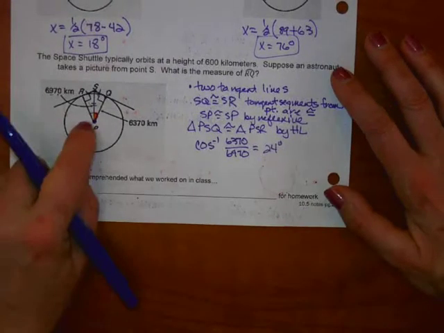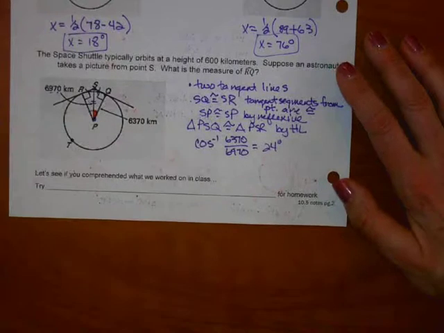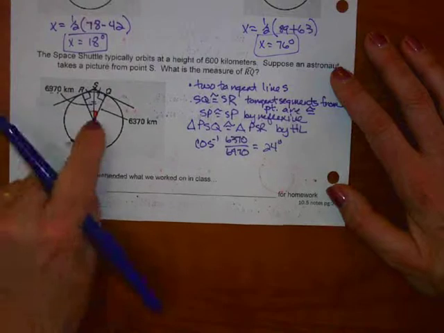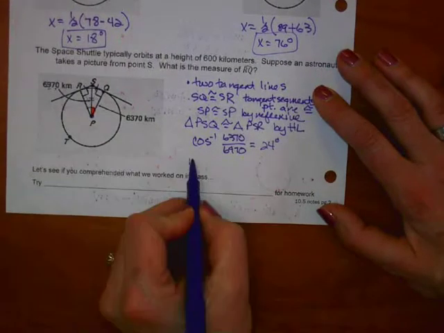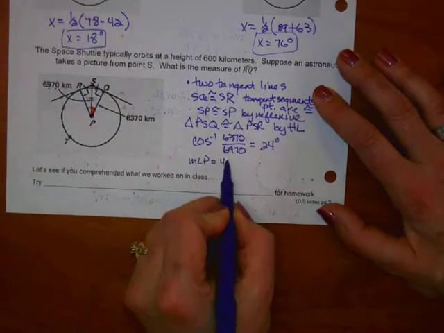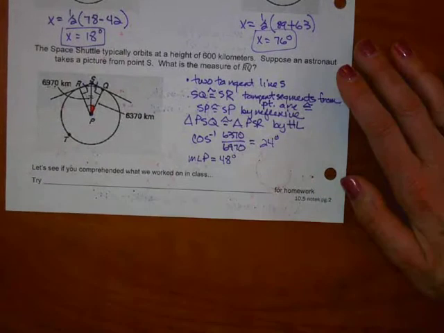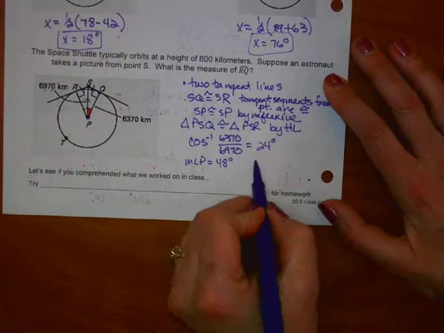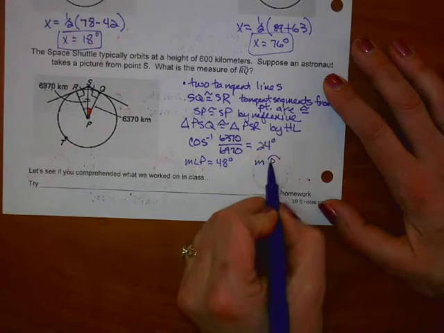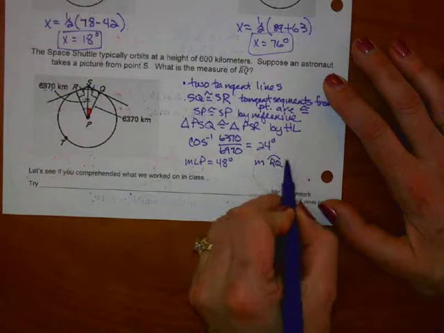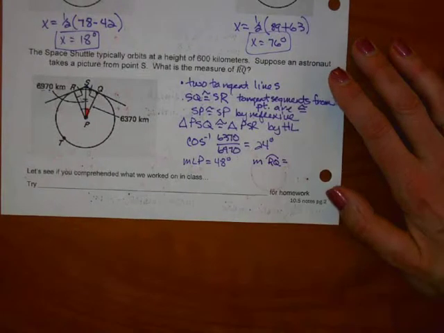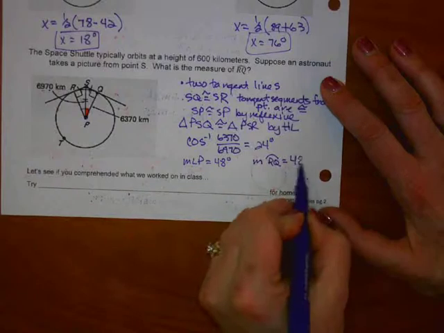Now, is that the measure of angle P? No. What's the measure of angle P? 48. Because these are congruent, I can double that. So the measure of angle P is equal to 48 degrees, because we double it. Therefore, the measure of arc RQ is what? 48.